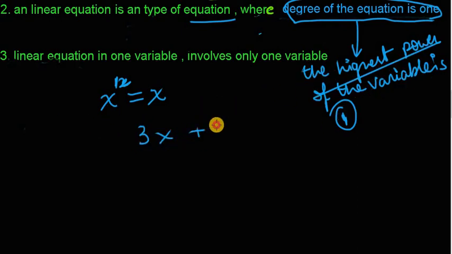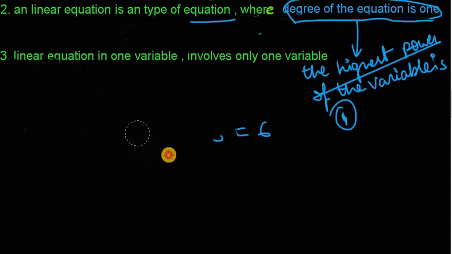So 3x plus 5 equal to 6. Here this is a linear equation because x has no higher powers. It has only the power of 1. Okay, this is what a linear equation is, where the degree of the equation is 1, or in other words, the highest power of the variable will always be 1. It will not be 2 or something like that. It will only have x. It will not have x square, x cube, all these things.